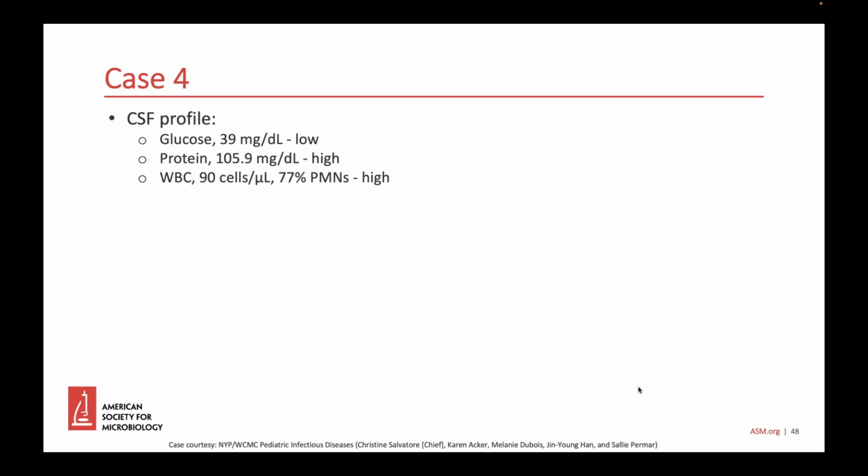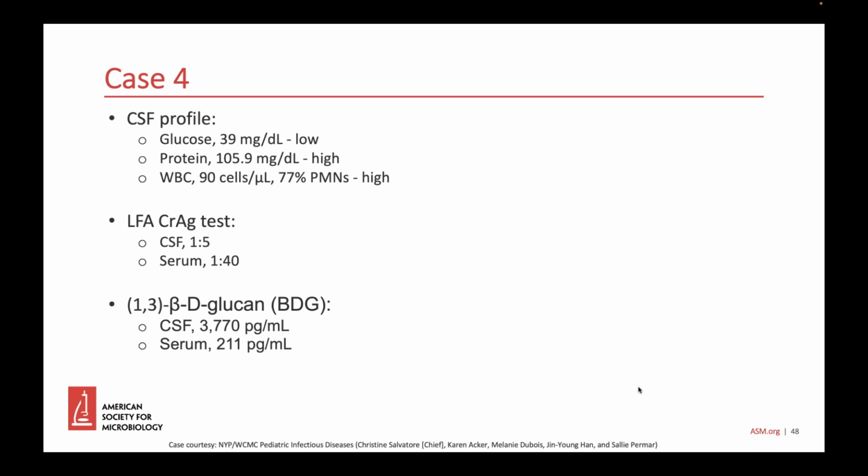I've tried to do a good job at pulling out the parameters. So the glucose is a smidge low, the protein is high, and the white blood cell count is high, but again with a preponderance of PMNs. A lateral flow cryptococcal antigen test was performed. The CSF was 1 to 5 and the serum was 1 to 40. And I'm going to show you the lateral flow test in a second.